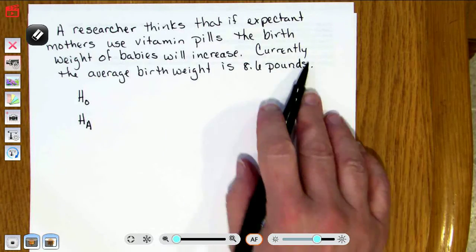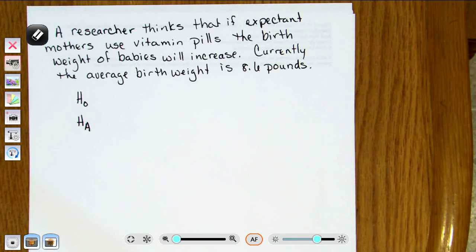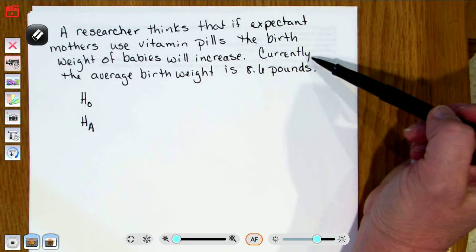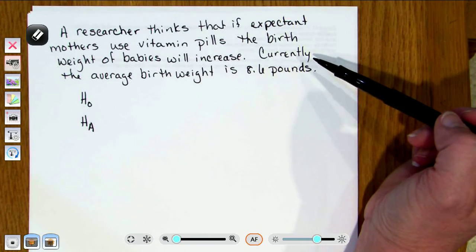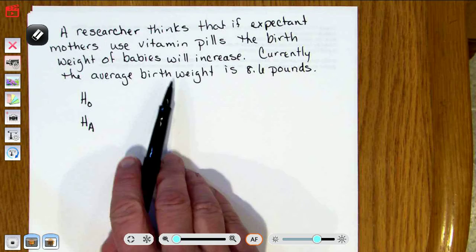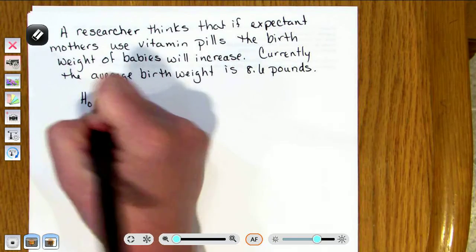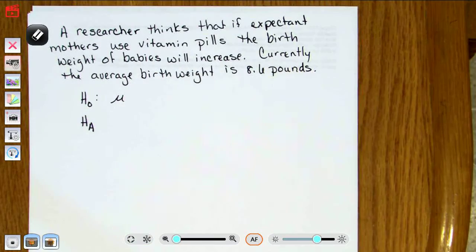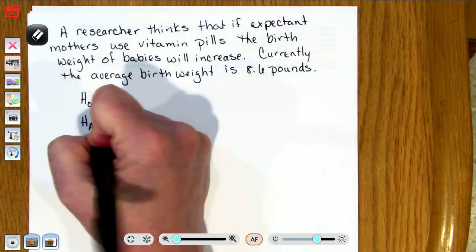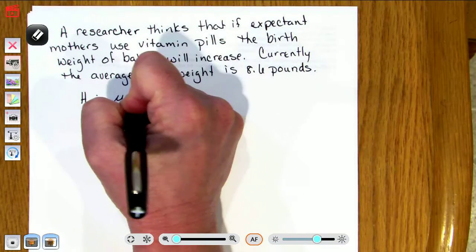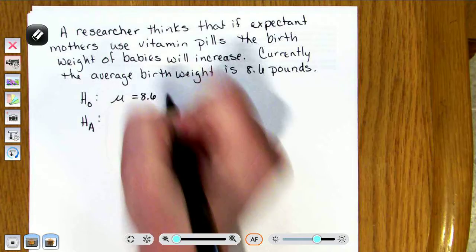So we're going to start with the null hypothesis, and I'm going to look at that based on what is currently the case. And currently the case, the average birth weight is 8.6 pounds. So average does indicate to me that we're talking about the mean. And we are going to be talking about the mean of our population of all babies being born. And currently we think that this is 8.6 pounds.